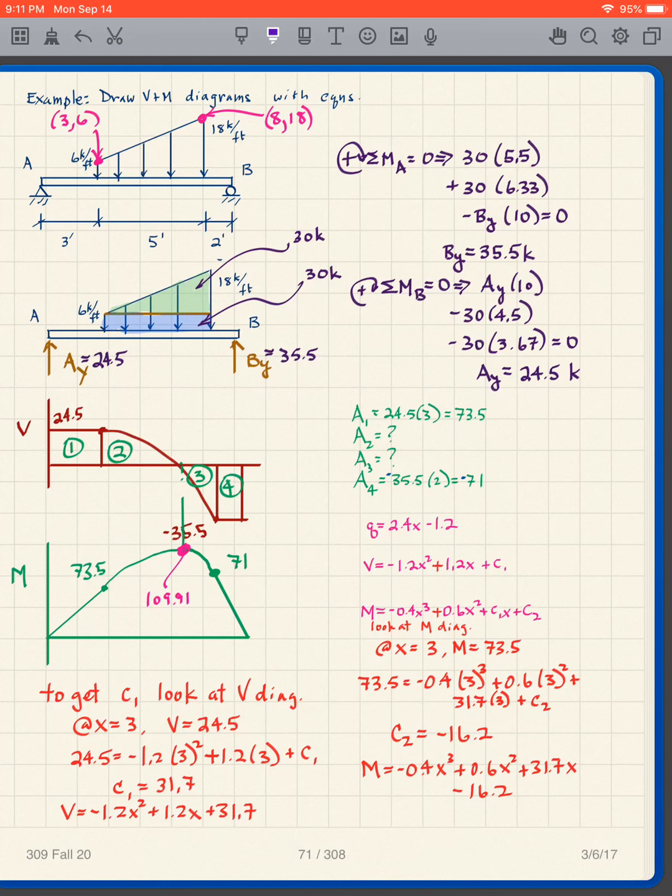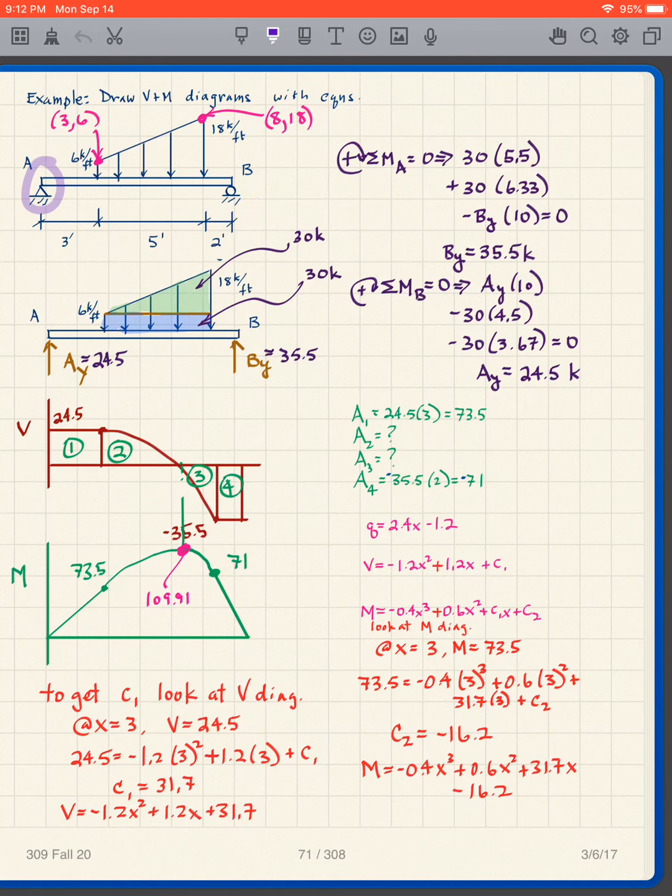Okay, we want to continue with drawing our shear and bending moment diagrams and with equations. So we have our trapezoid shaped distributed load. We have 6 kips per foot here, 18 kips per foot there. And what we need to do is to find the reactions at our supports.